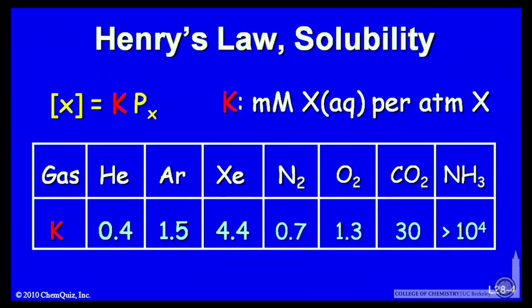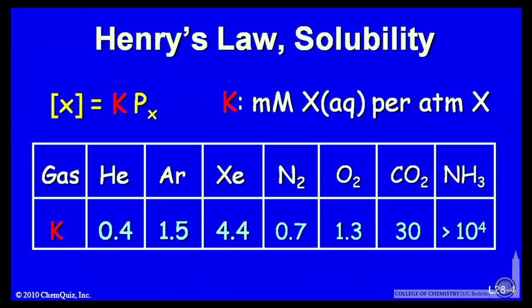So here I have a few. Notice helium and nitrogen here. These gases are not very soluble. They have Ks less than 1. The solubility reaction is not even spontaneous. We have a few here slightly larger than 1. So argon, xenon, and oxygen, slightly more soluble.